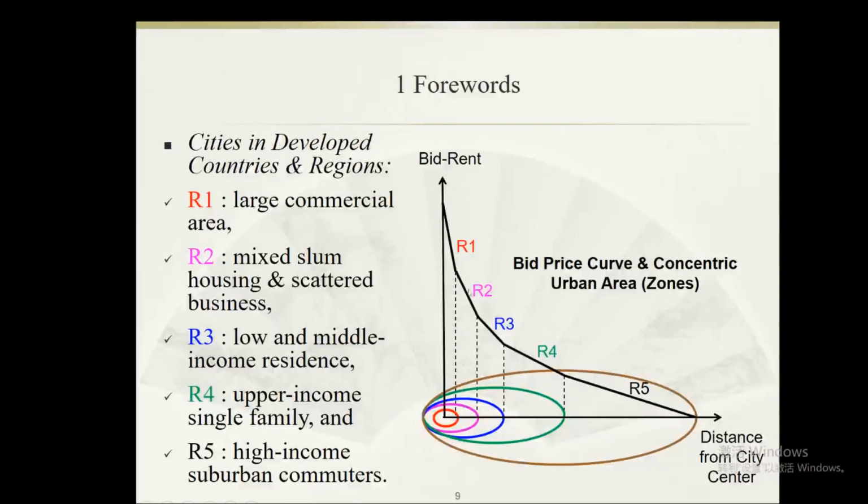R2, around the city center, is mixed slum housing and scattered business: very small shops, very small restaurants and slums. In R2. R1 is large commercial. R3 is low and middle income residents. R4 is upper income, single family, not married, single. Okay. R5 is high income suburban commuters.